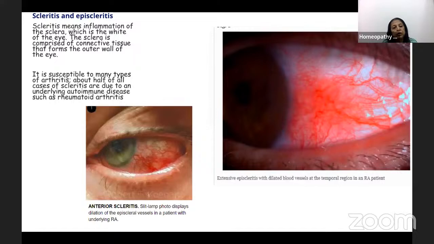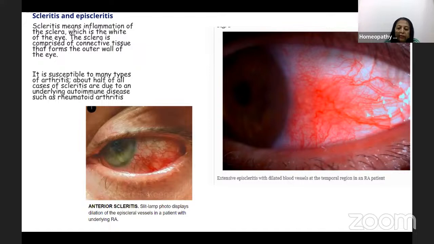And out of the diseases, scleritis and episcleritis are common; in 50% of cases, scleritis is usually because of rheumatic disease. So in this case also, you have to rule out rheumatic disease. Here you will get localized redness of the eye on the scleral area. And here you will get pain in the eye, and while moving the eye also there is pain, and just swelling of the conjunctiva also. But usually it is a localized redness.